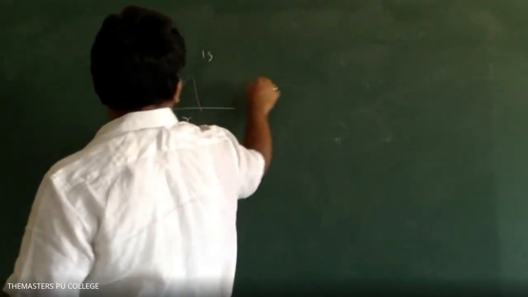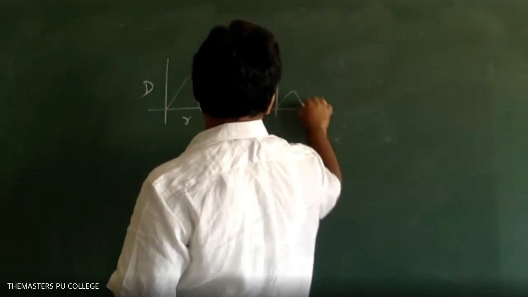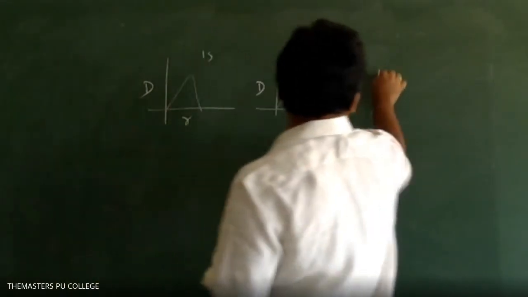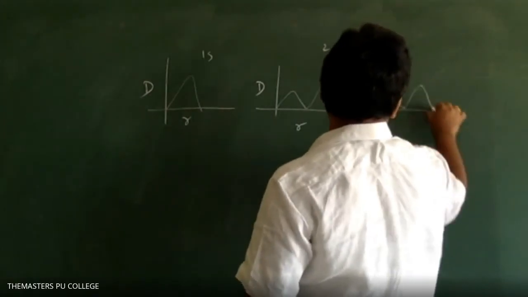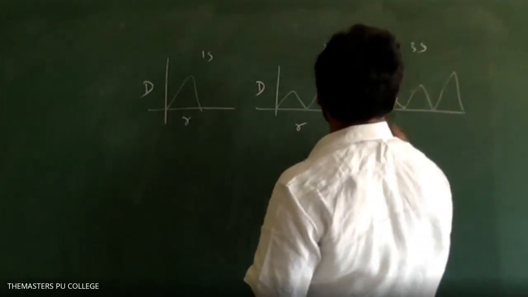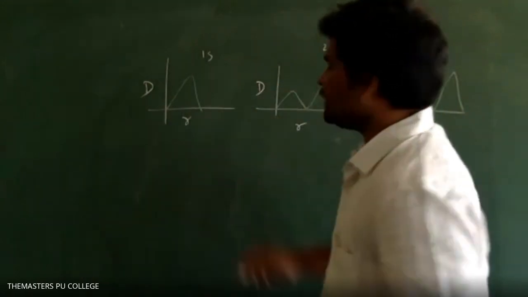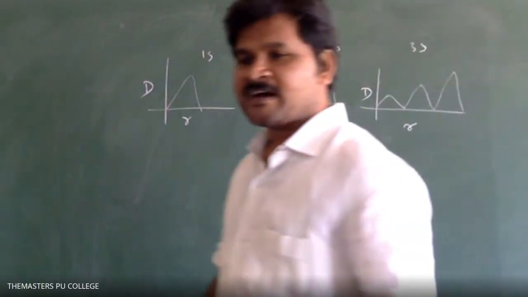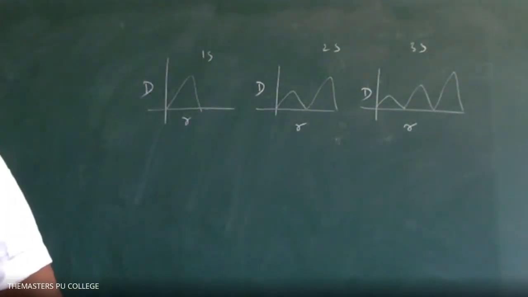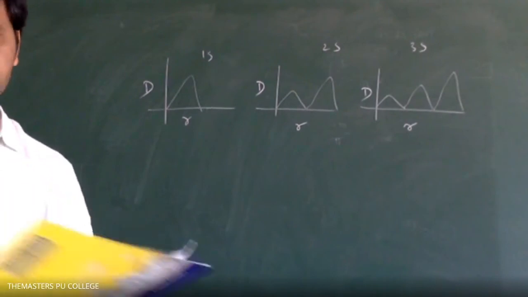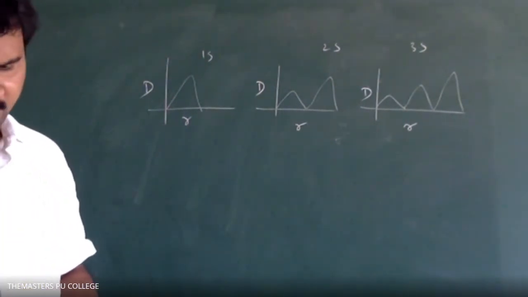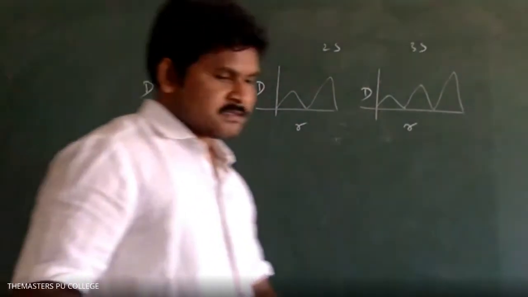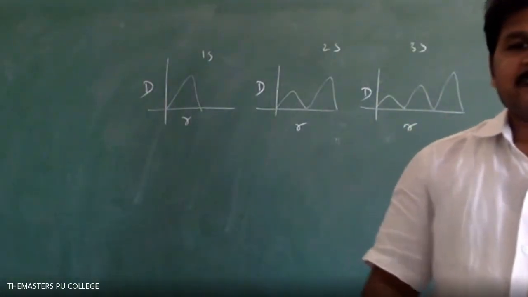For 1s or 2s, these are the graphs we have. For 3s, this D means radial probability. D is equal to 4 pi r square dr psi square.